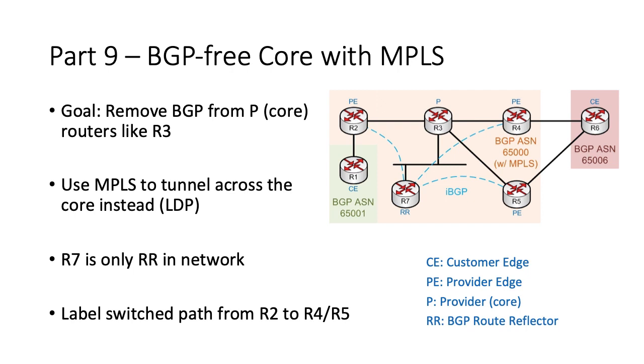Let's simplify our core design using multi-protocol label switching, or MPLS. This is an enormous topic, and I'm assuming you're familiar with how it works at a basic level. The goal is to create a BGP-free core, which means provider core routers like R3 should no longer run BGP. Traffic can be tunneled between PEs using MPLS, allowing core routers to rely on MPLS labels for transport rather than destination IP addresses. Since R3 isn't running BGP, it doesn't know the IP routes anymore.